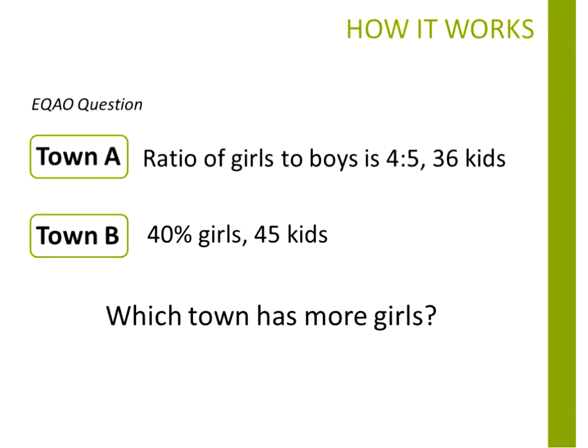Now I want to go to another EQAO problem, and I mentioned this in my very first session. Here's one that appeared on the grade 6 EQAOs. The ratio of girls to boys is 4 to 5, and there's 36 kids in the town. And in the other town, there's 40% girls and 45 kids. Which town has more girls? So there are many ways to solve this.